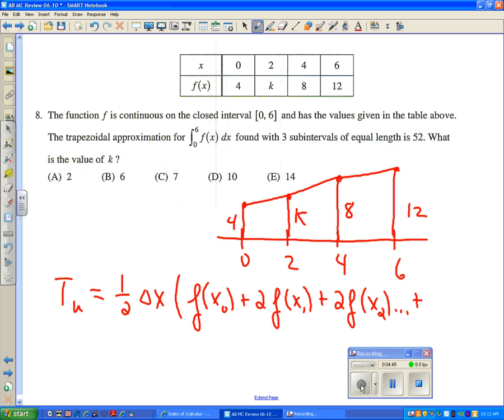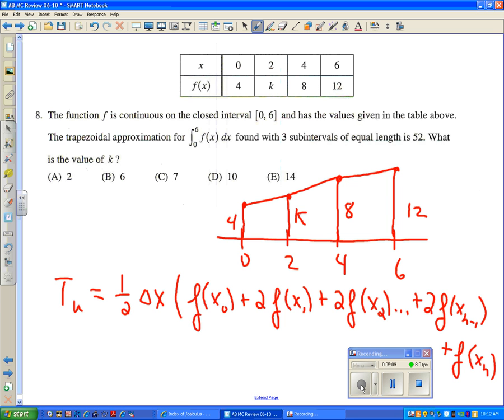And then when I get out to the end, I have 2 f of x sub n minus 1. The next to the last one is doubled. And then the last one is just included. The last one is going to be an f of x sub n. That's if I've got n.